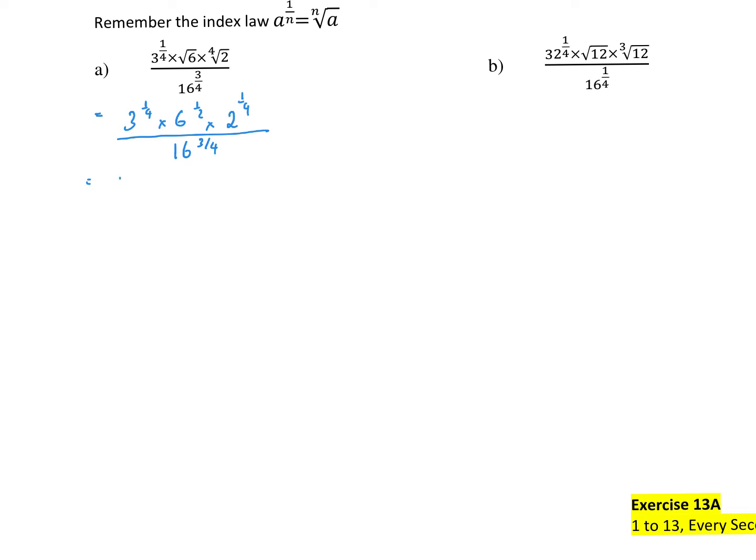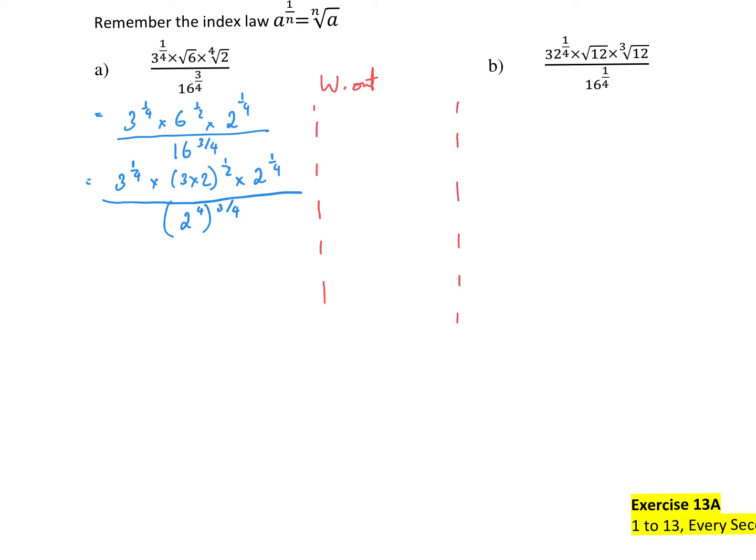So it looks like this: 3 to the power of 1/4 times 3 times 2 to the power of 1/2 times 2 to the power of 1/4. 16 is 2 to the power of 4 to the power of 3/4. Now it's probably a good idea to have a little bit of a working out column over here so that we can do some of our fraction work. Alright, so let's keep going so that we don't put all our mess all in one spot.